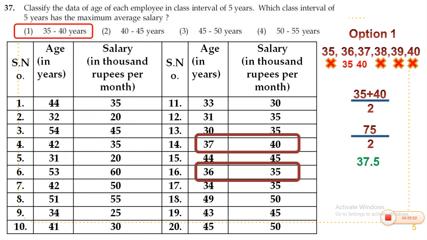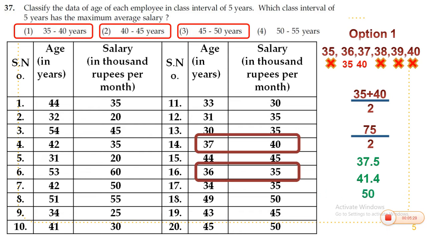Similarly, we have to find the average salary of option 2, that is 40 to 45. So what is 40 to 45? If you cross check and find the values corresponding to 40 years, 41 years, 42 years and take the average of this, you are getting 41.4. So option 1 is 37.5, option 2 is 41.4. Similarly, if you cross check option 3, you are getting 50.